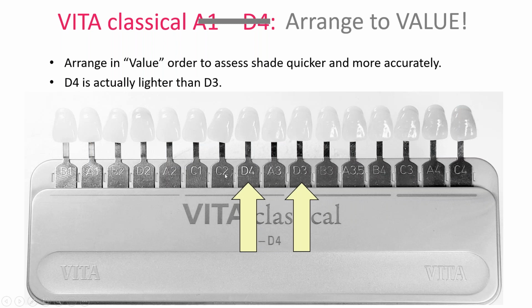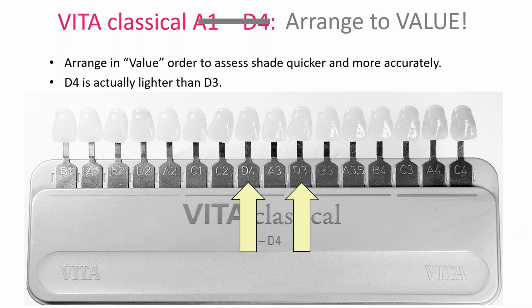A C2 is slightly brighter than a D4 and so forth. C1, right, as far as the brightness goes. B3 is darker than a D3. Controversial, but some people say that the B1 is actually a little bit darker than A1 because you see the yellowish, but nevertheless, this is how they're categorized from brightness to darkness.